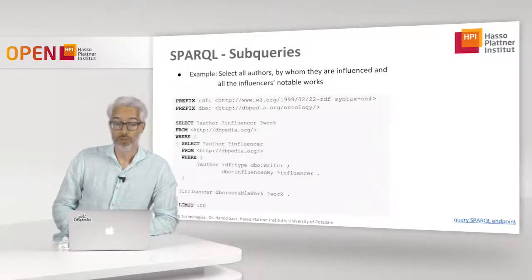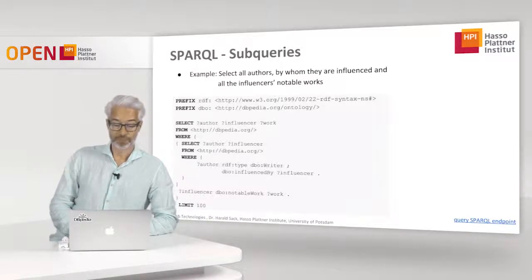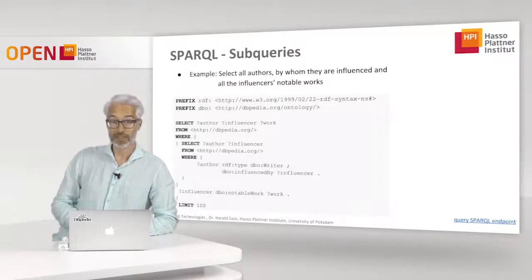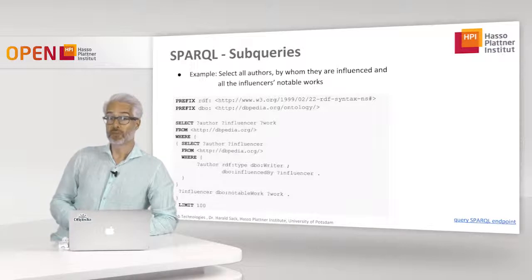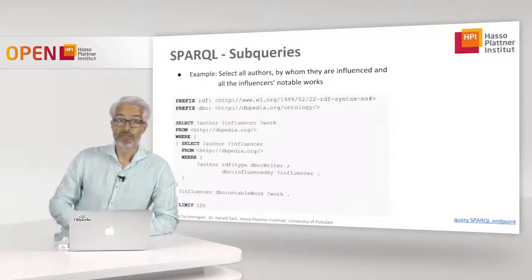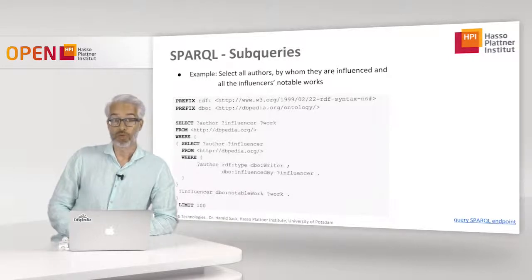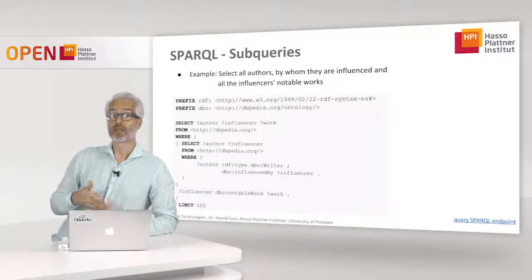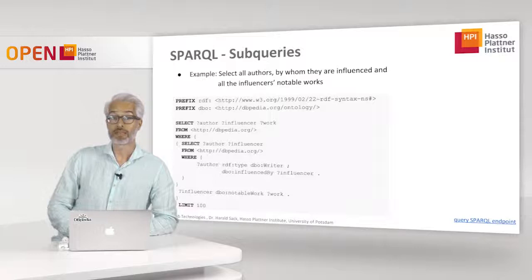So what do we do here? Just look at the example. We look first at the outer query. What we want to select in the end are, of course, the names of authors, the names of their influencers, and the names of their notable works. First of all, within the where clause, we want to select authors and the influencers of authors. And we do this, for example, by posing another select statement within the where clause of the surrounding statement.